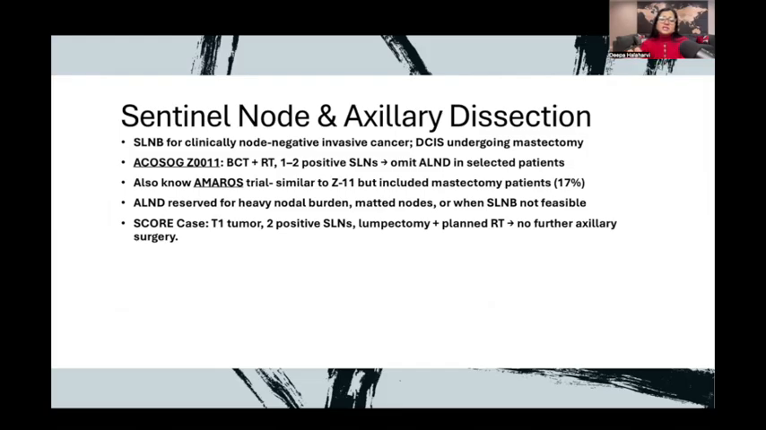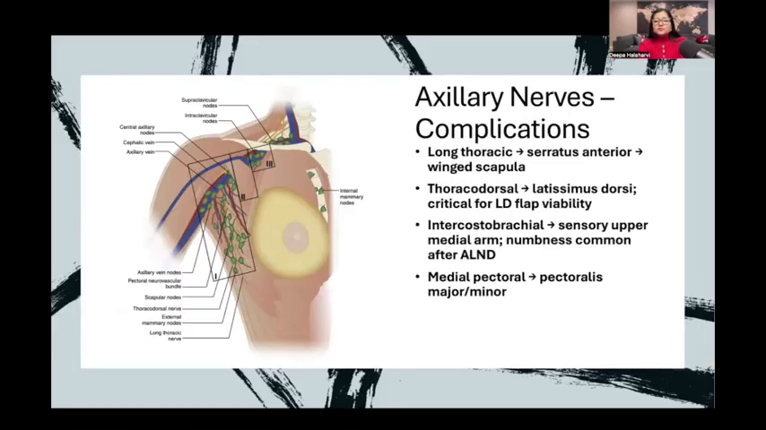The same thing was seen in another study called AMAROS, but this study included mastectomy patients, up to 17%. It's the very same thing. You can omit axillary lymph node dissection if it's less than 2 lymph nodes. If they're more than 2 lymph nodes, they need axillary lymph node dissection along with radiation. So basically, the lymph node dissection is reserved for heavy nodal burden, matted nodes, or when sentinel nodes are not feasible. So take-home message, small tumors, 2 positive lymph nodes, lumpectomy. If they're getting radiation, no need for other axillary lymph nodal surgery.